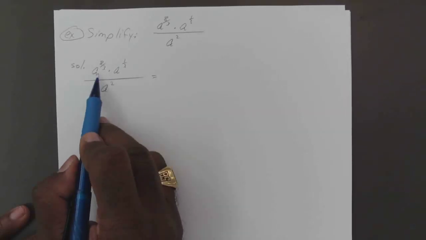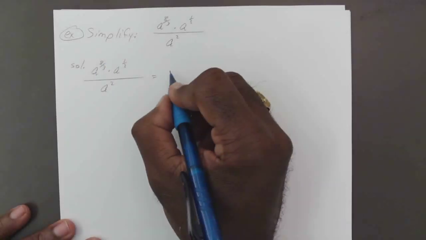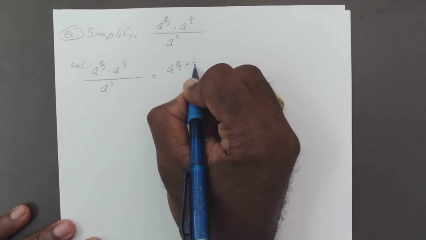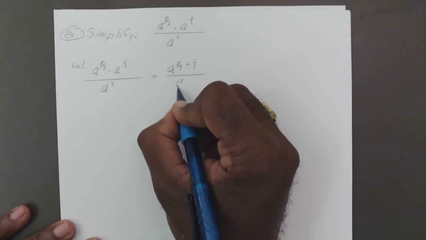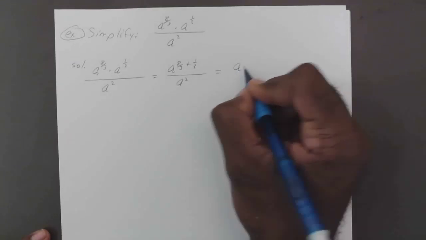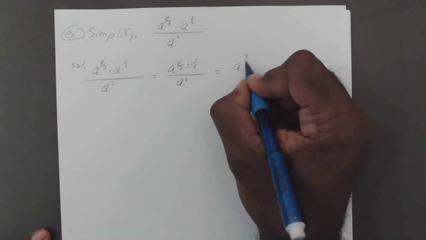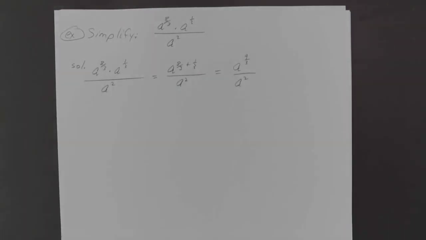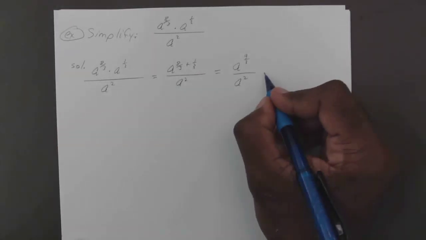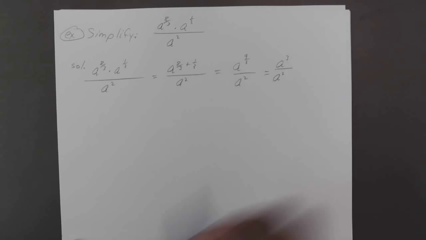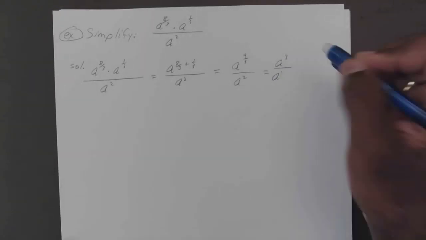Remember, as long as the bases are the same, you can just add your exponents. A to the 8/3 plus 1/3 divided by a squared. Okay, which leaves you a to the 9/3 power divided by a squared. And 9 divided by 3 is just 3. Clean that up a little bit.